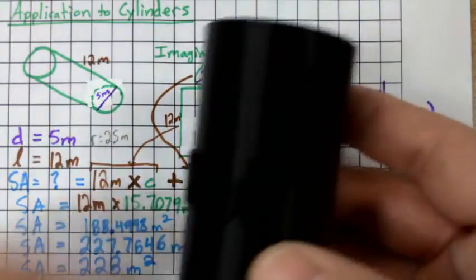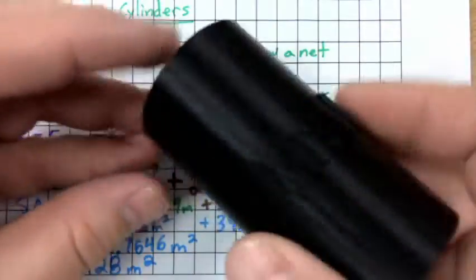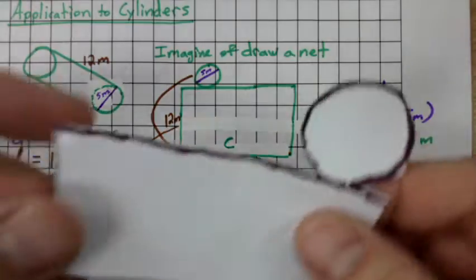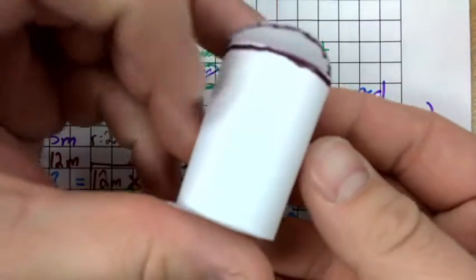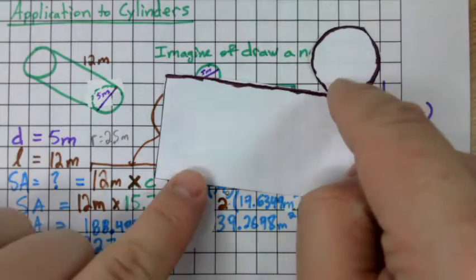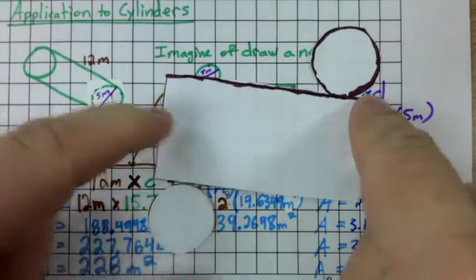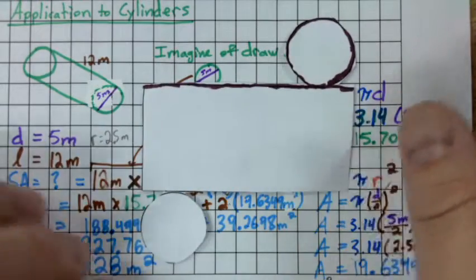If we were to take this cylinder and crack it open and flatten it out into a net, what would it look like? Well, it would look like this. We take our cylinder and we crack it open, it's going to look something like this. Now, these circles could be anywhere along this line or this line. They could move around, and it would be the net of a cylinder.